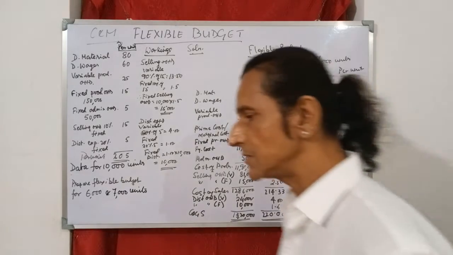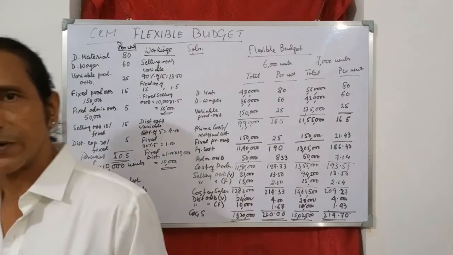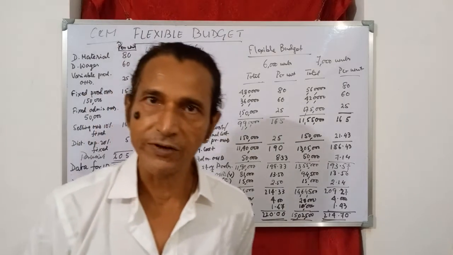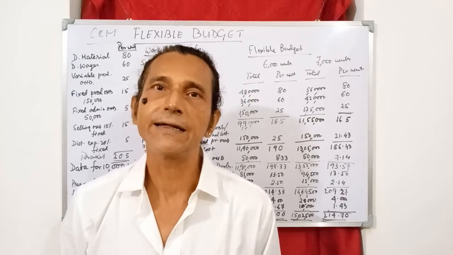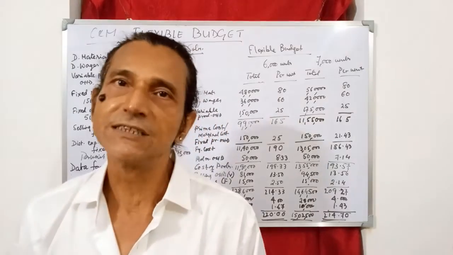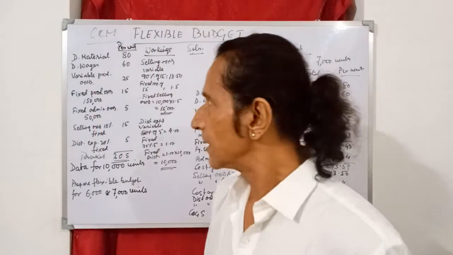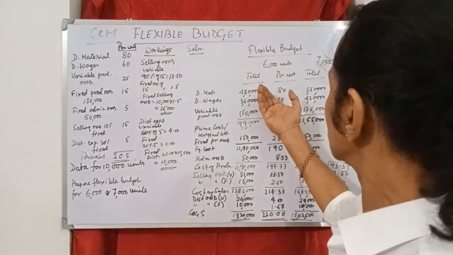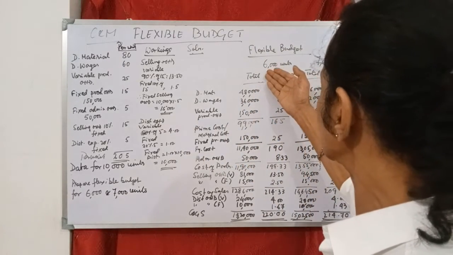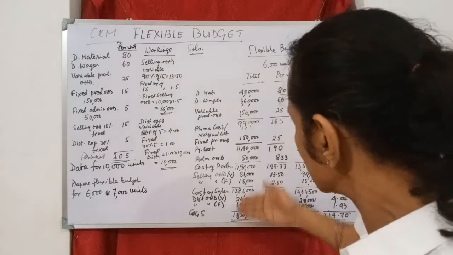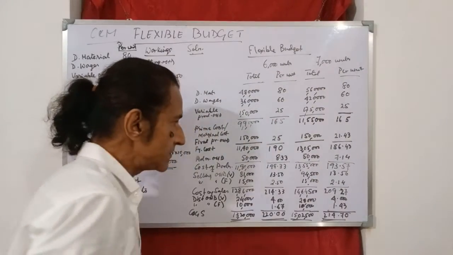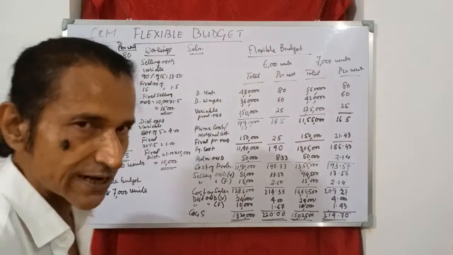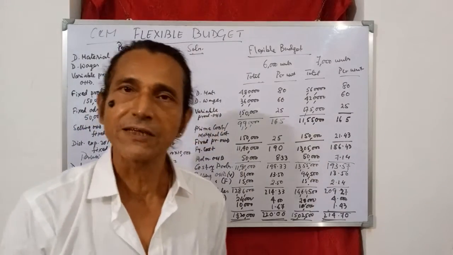And what is flexible budget? Flexible budget is a statement or a blueprint for future activities, and which is so designed that it changes with changes in the level of activities. You see, as the level of activities are changing from 6,000 to 7,000, how the costs are changing. This can be easily incorporated in this structure to prepare the flexible budget.